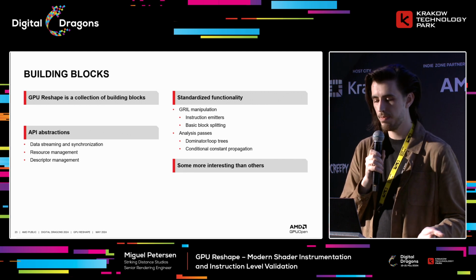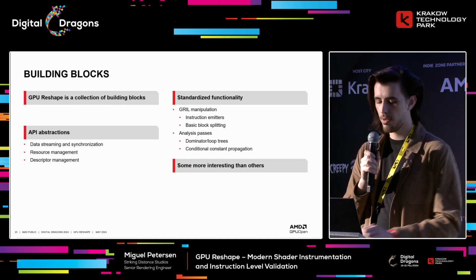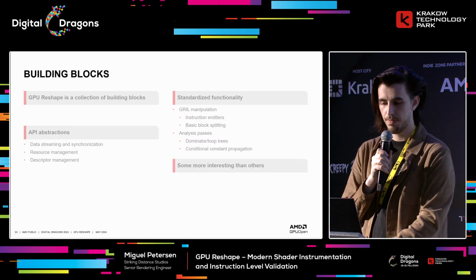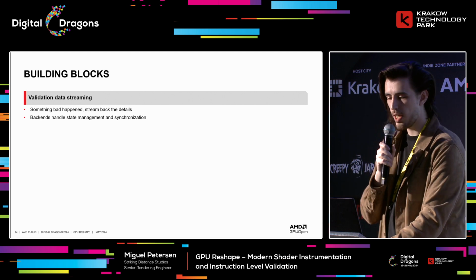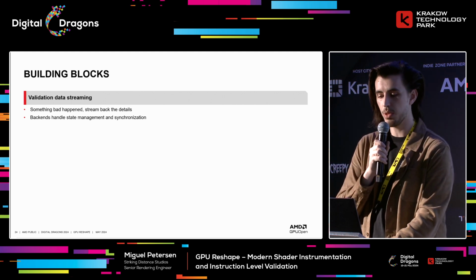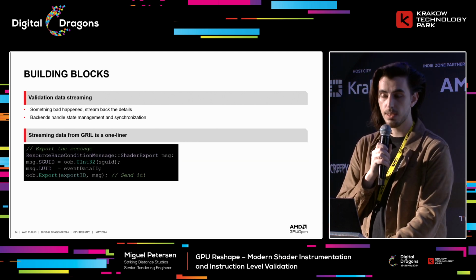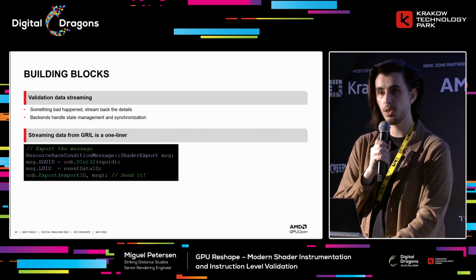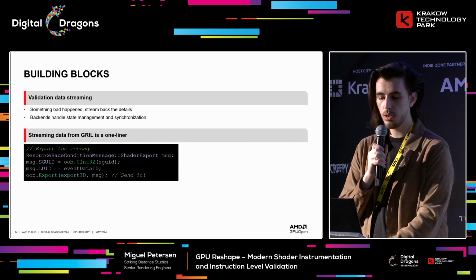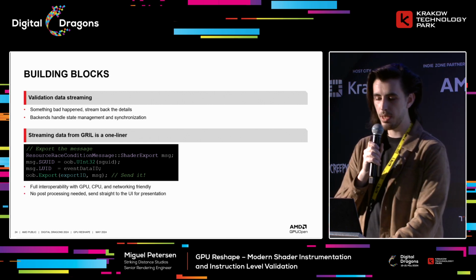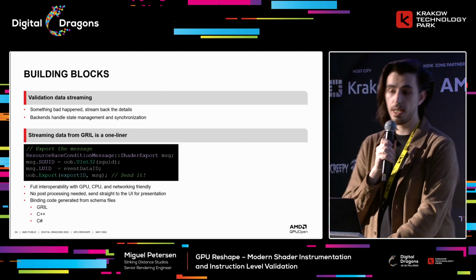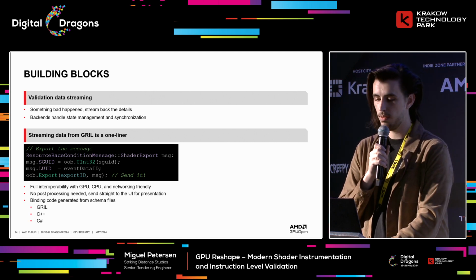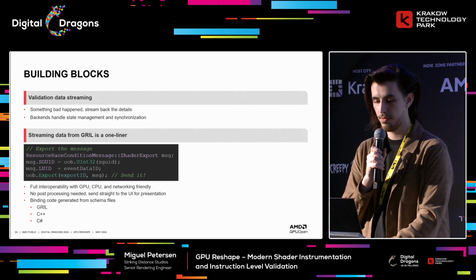There's a lot of stuff here, right? But I briefly wanted to go over some of the things that it offers that I find interesting. We know the concept, but how do we actually get any data back from the GPU? Reshape offers a single-line GRIL instruction named export that handles all of that. All the memory layout, interoperability, streaming, synchronization, etc. is automatically handled for you. You just call the function, and the data will find its way back.